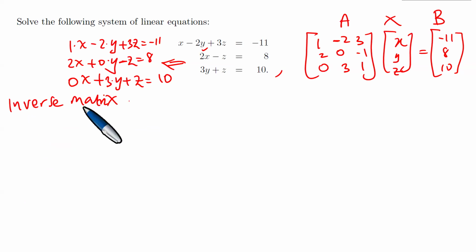To deal with the inverse matrix, we take the matrix here, 2, 0, minus 1.